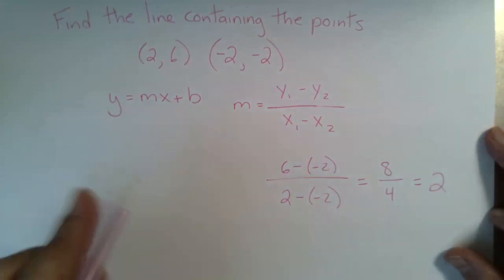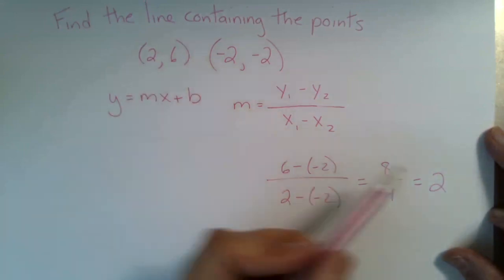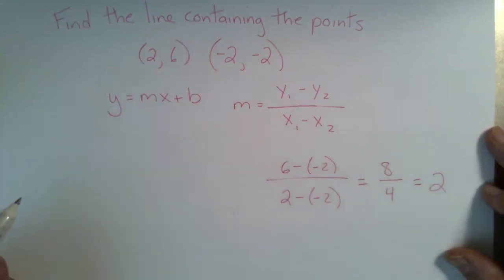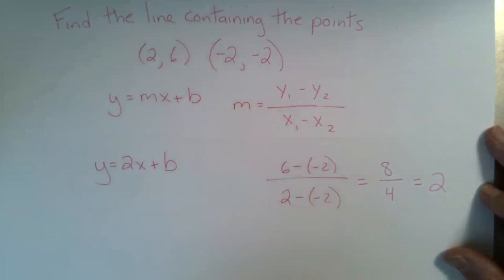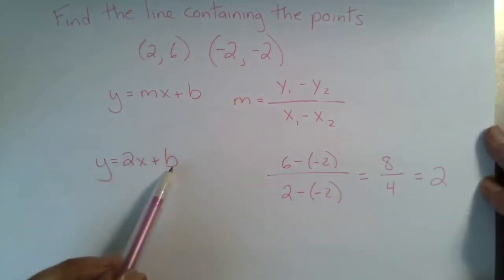So the next thing I'm going to do is take my equation and rewrite it and pop 2 in for m, so I have one fewer variable to worry about. y equals 2x plus b. So the last thing I need to do in order to have my line is find b.